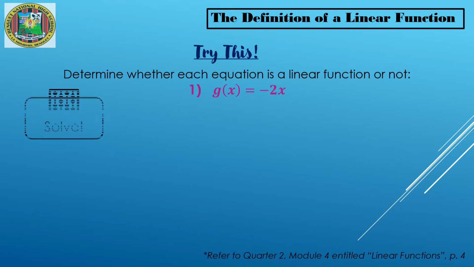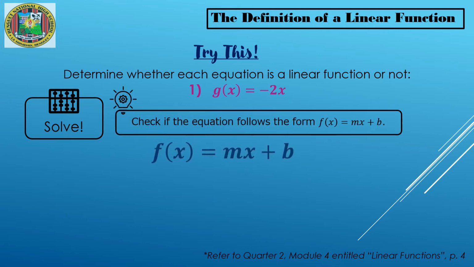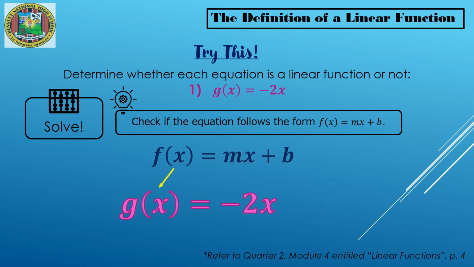Let us solve. To say that the equation g(x) = -2x is a linear function, we check if it follows the form f(x) = mx + b. The given equation begins with the function notation g(x). Take note here that aside from f, you can use other letters to represent your function. The equation is equal to -2x, which follows mx in the pattern. Finally, we have the value of b, which can be represented by 0.